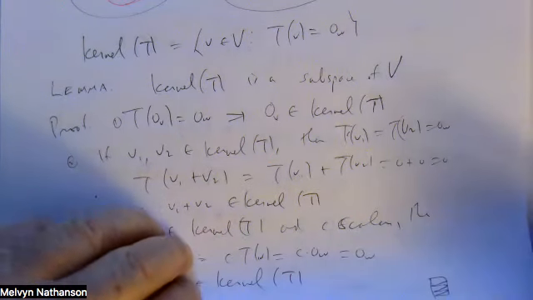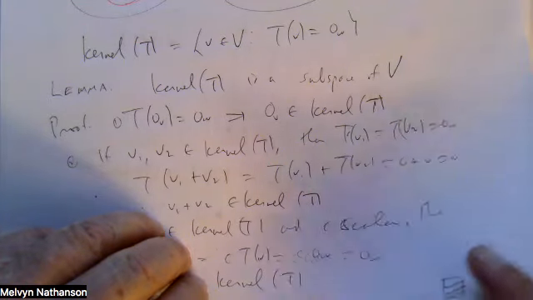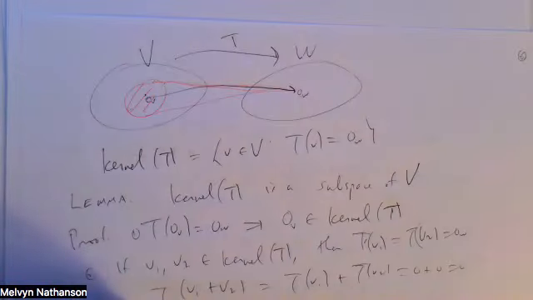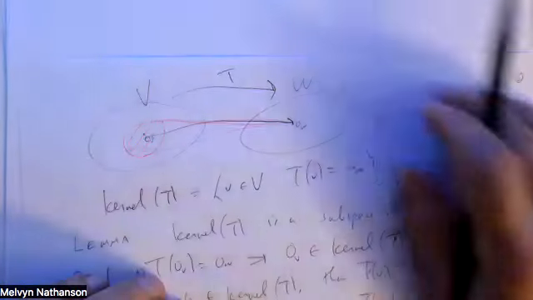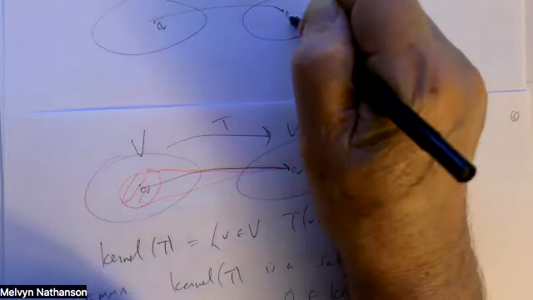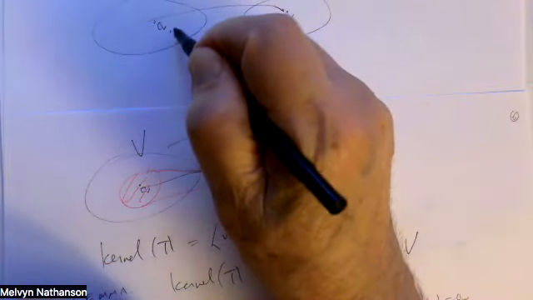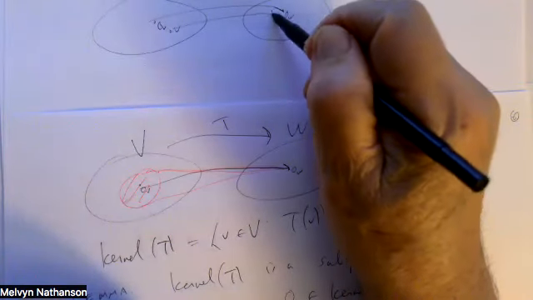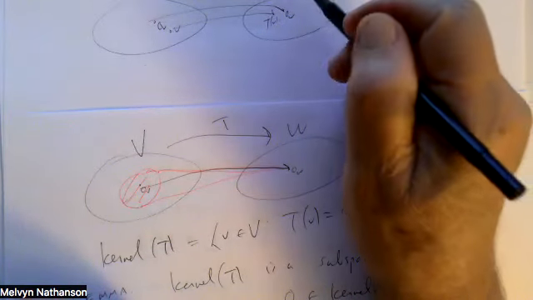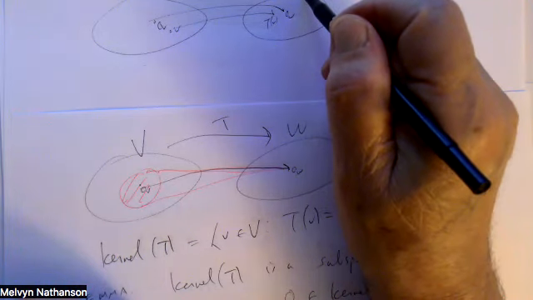Now, there's also another set that's naturally associated with the linear transformation. Again, we have our picture. Here's V, here's W, here's a linear transformation T from V to W. The zero of V gets mapped to the zero in W. Now, every vector v gets mapped to some vector T(v) in W. But it's not necessarily the case that every vector in W is the image of some vector in V.